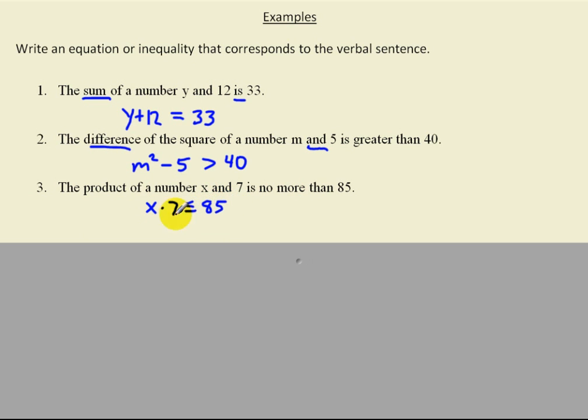But of course, the way we're normally going to see this written will be 7x. We normally put the number in front, then the variable, less than or equal to 85.